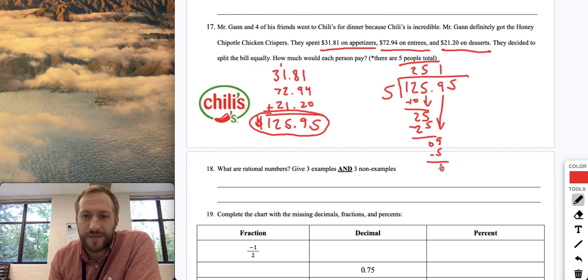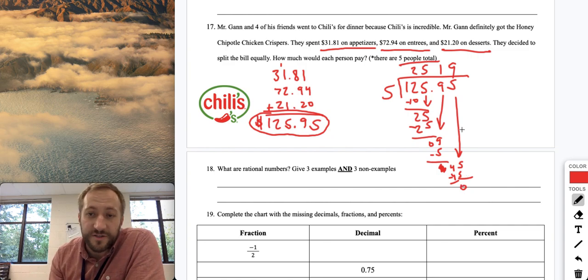Subtract, I get, oh, not 0. What? Subtract, I get 4. And then I bring down the last 5 right here. 5 into 45, that goes 9 times. 5 times 9 is 45. Hey, and I end up with a 0. That's excellent. Perfect. So this is a terminating decimal. And look, I bring the decimal straight up. So now every person is going to pay $25.19.